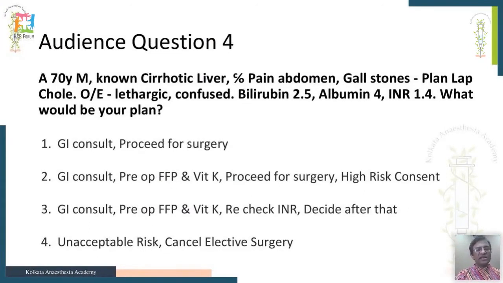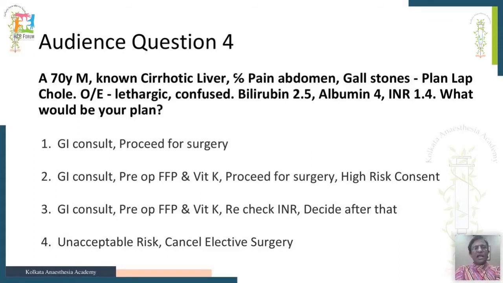So this is about decision making. We'll go to the next, and can you get the next poll question in? This is about decision making. A 70-year-old male who's a known cirrhotic comes with complaints of pain abdomen. He has gallstones, and the plan is a laparoscopic cholecystectomy. On examination, the 70-year-old is lethargic and confused. Bilirubin is 2.5, albumin is 4, INR is 1.4. In this setting, what would be your plan? Would you do a gastro or hepatic consult and proceed for surgery?